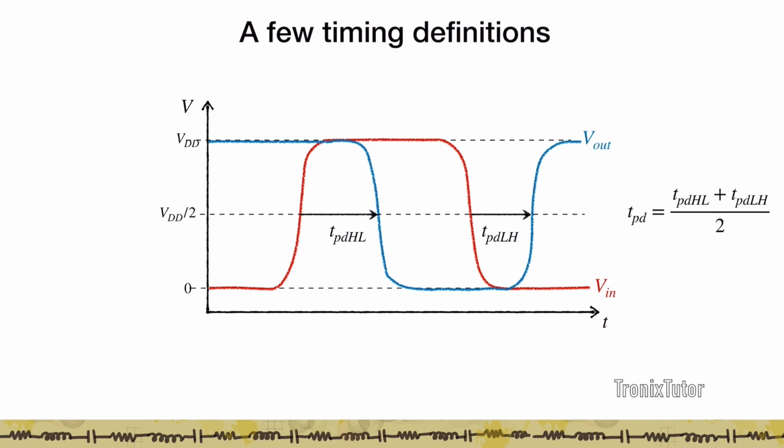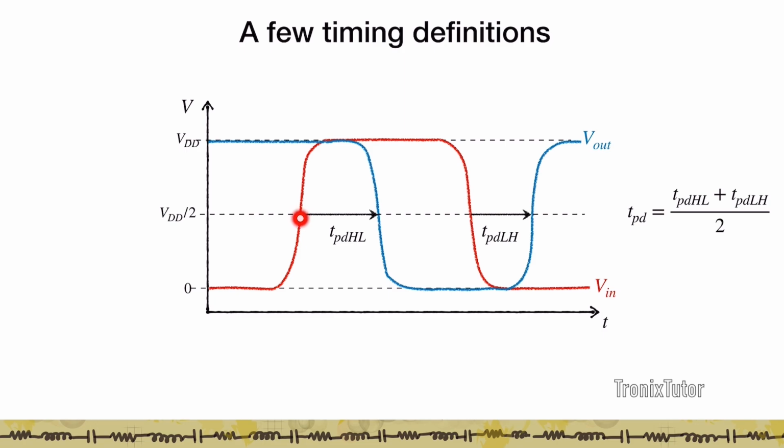And typically, if you want to quote one specific number for the propagation delay, we normally quote it as an average of the two. So here, if you look at the definition of the propagation delay for both the HL and the LH transitions, you see that we are measuring this at VDD by 2, right? So we need a reference voltage.